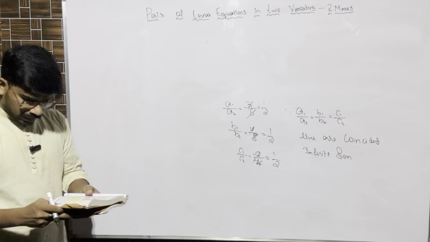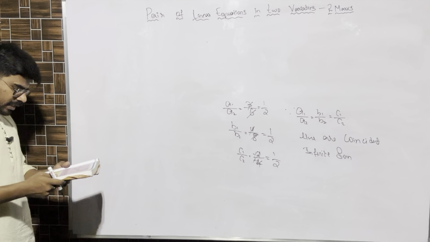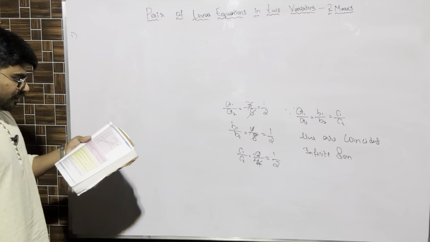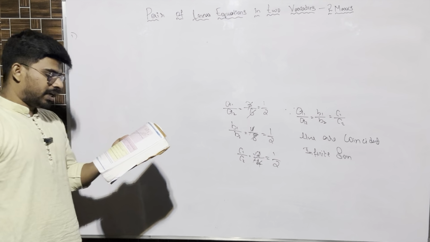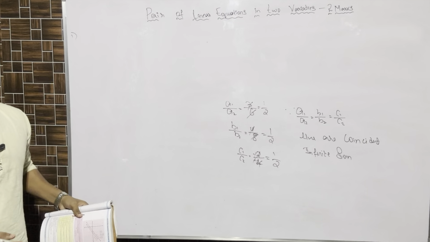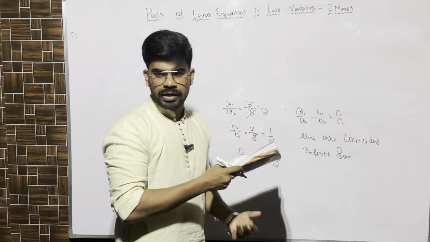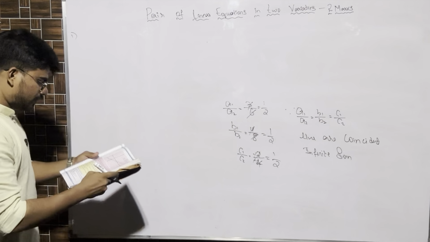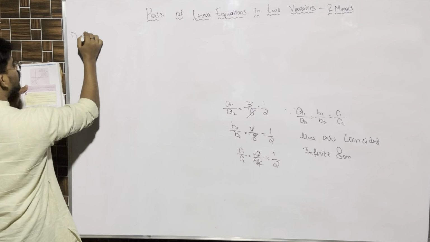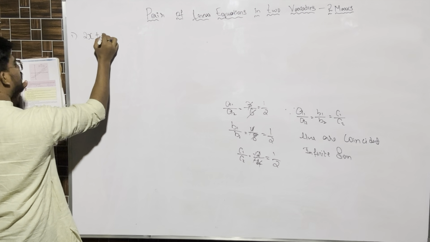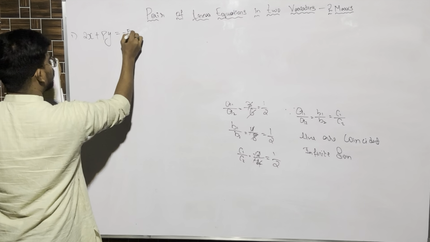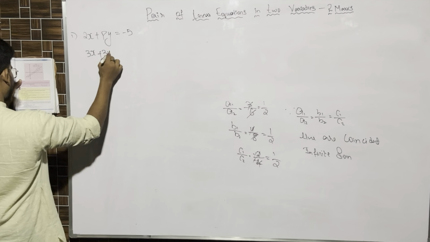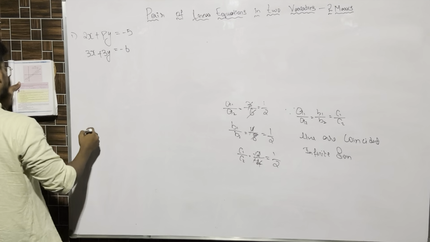Next, here on page number 87, try this question. These 4 questions are very important. First one: for what value of p does the following pair of linear equations have a unique solution? We did discuss unique solution. Right. So what are the 2 equations? 2x plus py is equal to minus 5. Second equation, 3x plus 3y is equal to minus 6.